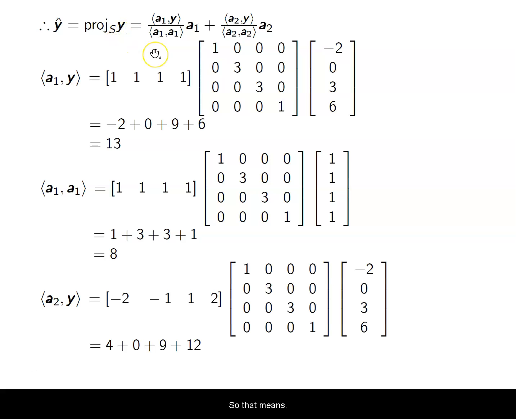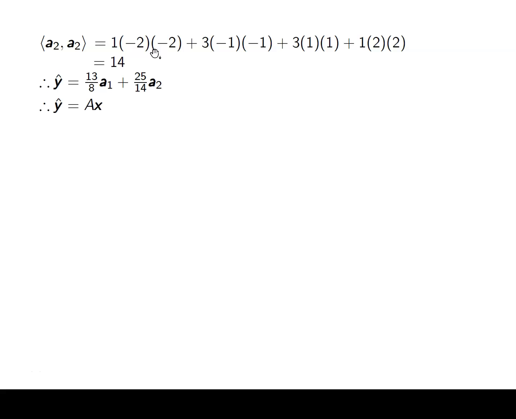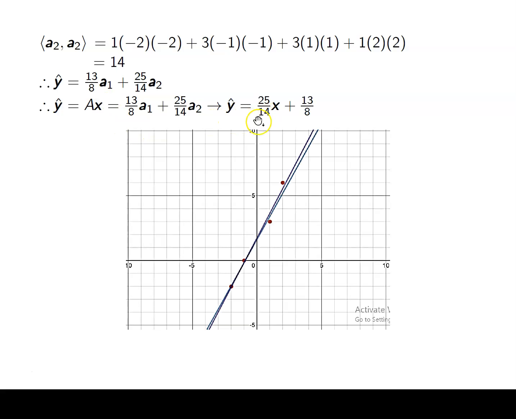So that means that this is y hat equals Ax, because what is A? A is A1 and A2. What is x? x was c0 and c1. So that means that my c0 is 25/14 and c1 was 13/8. C1 and c0.